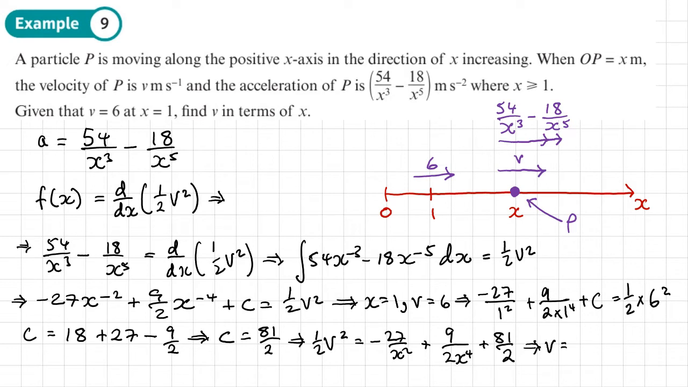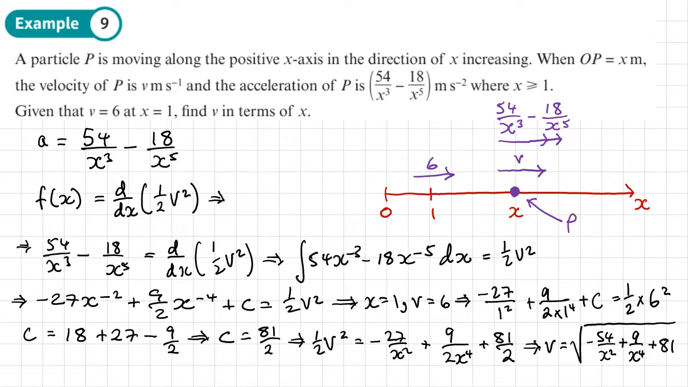So if we do that, we'll end up with v. I'm going to basically times it by 2 and put these bits together. It'll be equal to the square root of, and we'll decide in a minute whether we need the positive or negative square root of this. So this times by 2 is going to be negative 54 over x squared. This one times by 2 is just going to be 9 over x to the power 4, and then the 81 over 2 times by 2 is just going to be 81.